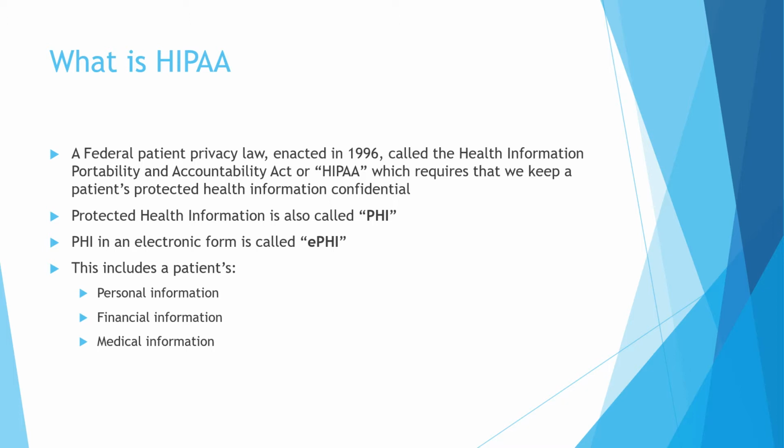HIPAA is a federal patient privacy law enacted in 1996. It's called the Health Information Portability and Accountability Act, and it requires that we keep a patient's protected health information confidential. Protected health information is also called PHI. PHI in an electronic form is called ePHI. This can include, but is not limited to, a patient's personal information, financial information, and/or medical information.